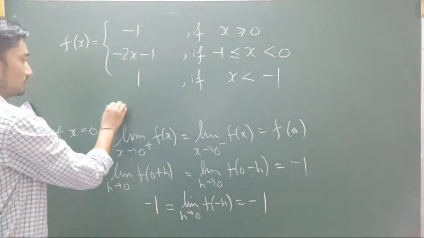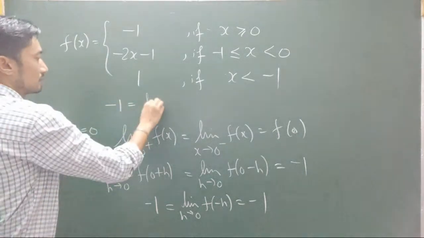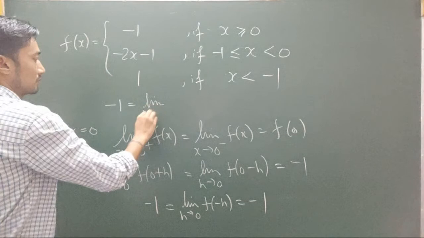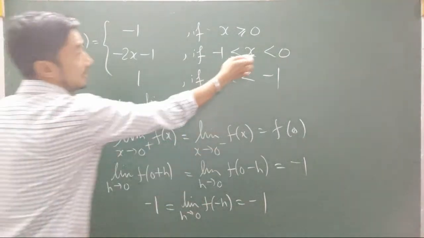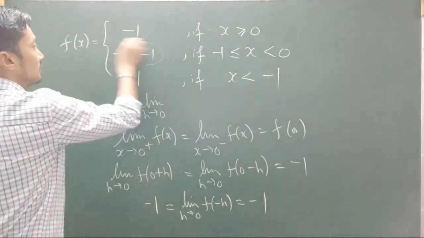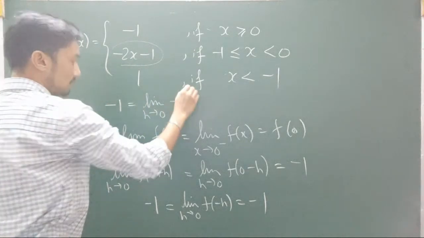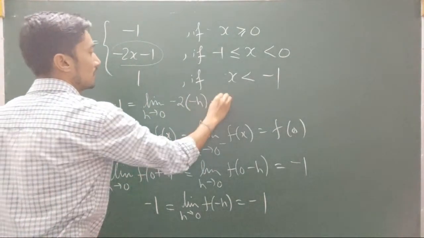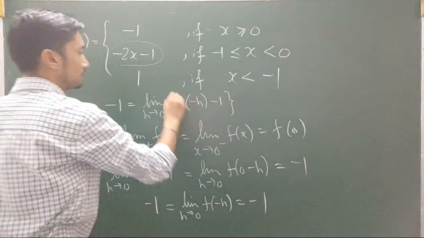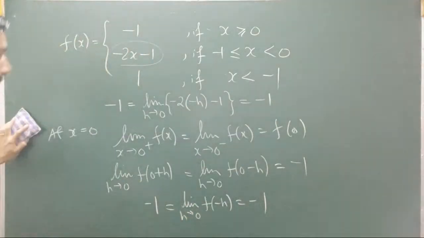So I'll just continue. This is less than 0. When x is less than 0, we are going to use this function. Minus 2 into x is minus h minus 1 is equal to minus 1.